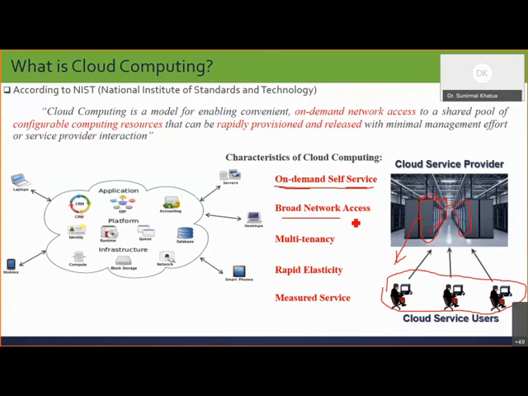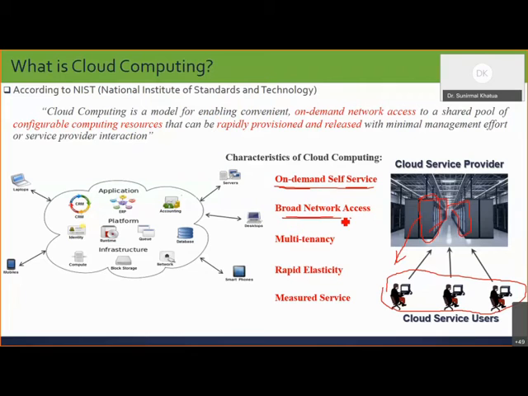The second one is broad network access. The users can access those platforms using a laptop, mobile, smartphone, desktop, or even a server. For any device, if they have network connectivity, they can access those resources.